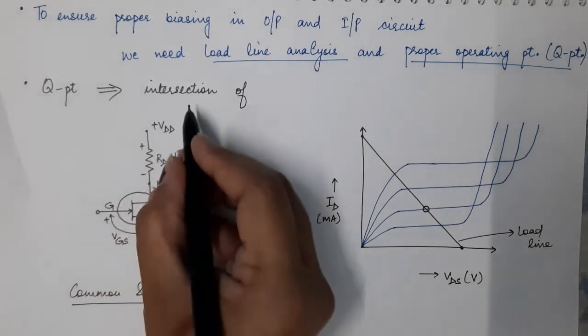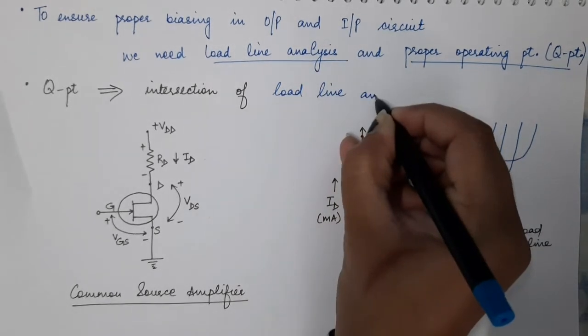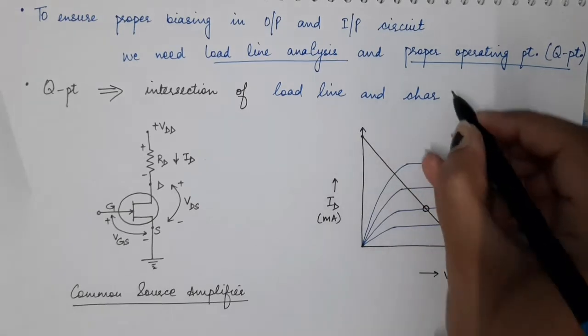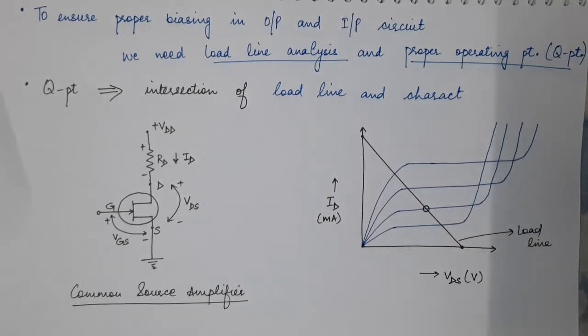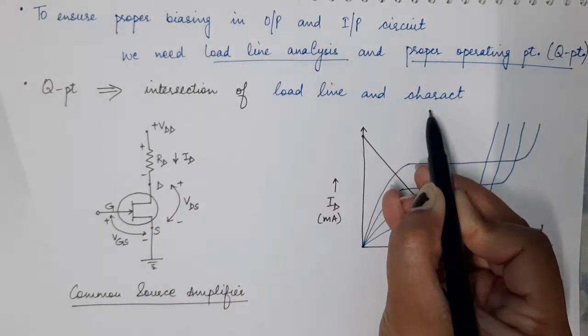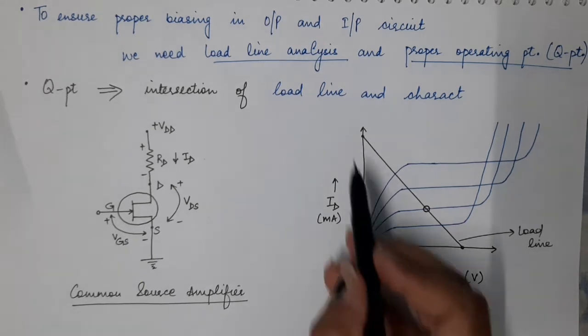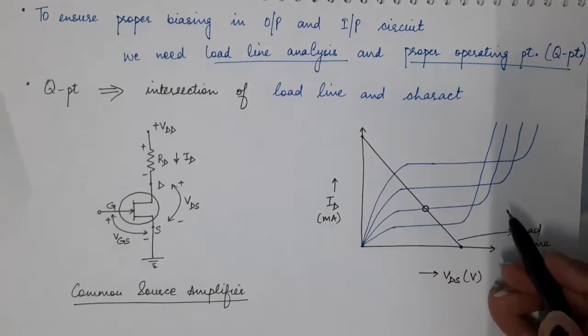So what is this Q point? It is the intersection of the load line and the characteristic curve. This characteristic curve can be the input characteristic curve, output characteristic curve, or transfer characteristic curve. We have already discussed the intersection of the load line and the transfer characteristic curve in case of biasing of JFET. In those four methods, we used the transfer characteristic curve and its intersection with the load line. So here we will discuss the intersection of the load line with the output characteristic curve of JFET.